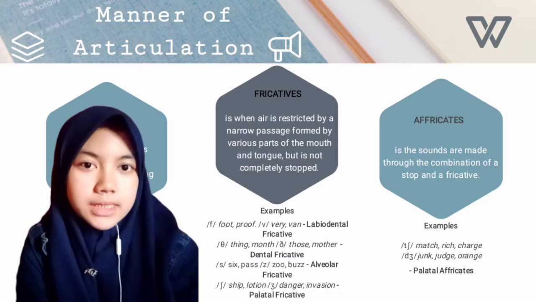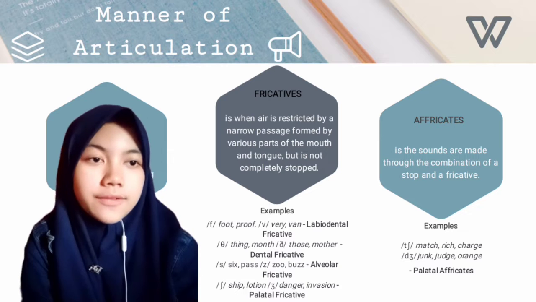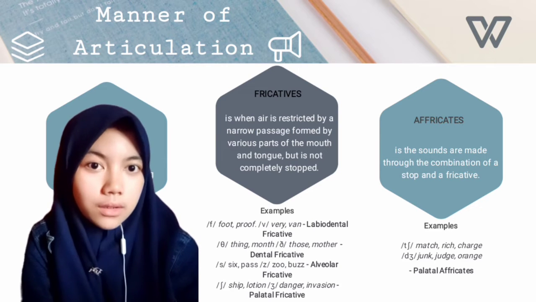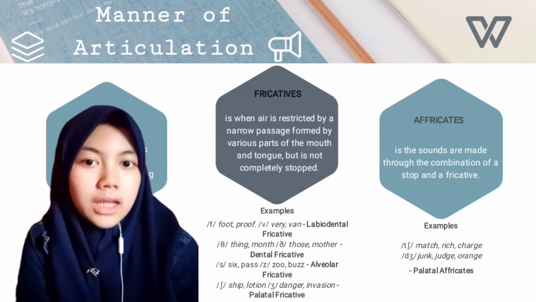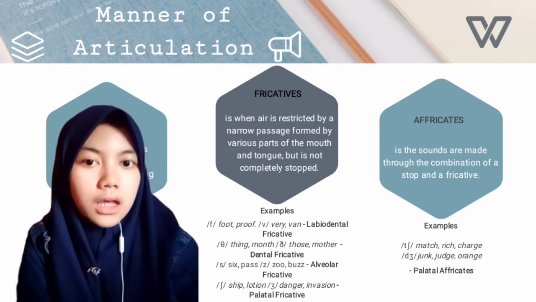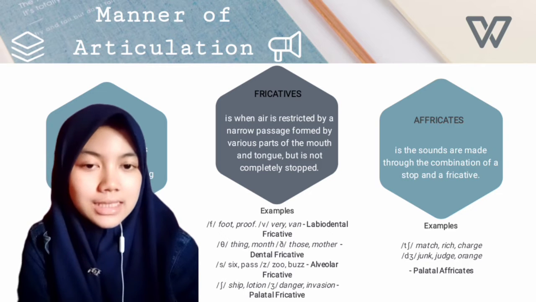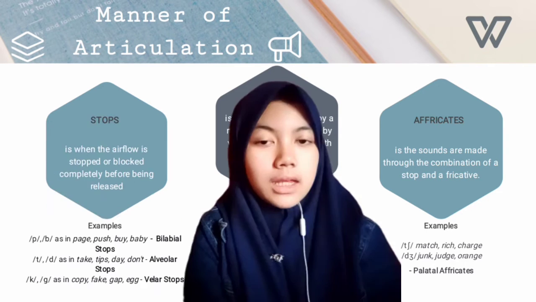2. Fricatives is when air is restricted by a narrow passage formed by various parts of the mouth and tongue, but is not completely stopped. For example, f in foot, v in very, and these are labiodental fricatives; th in thing, those, and these are dental fricatives; s in six, z in zoo, and these are alveolar fricatives; sh in ship, zh in danger, and these are palatal fricatives.